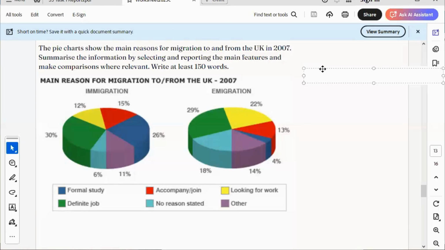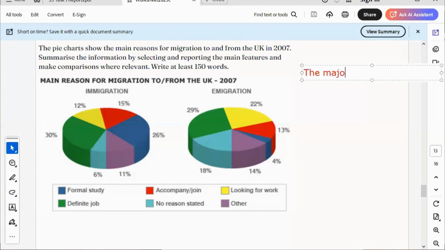So let's look at formal study now. You can see that formal study is 26% for immigration. Formal study is 4% for emigration. Okay, so you see that word. I want to use language, so let me just focus on that. Which one is the largest here? 30, that's color green, definite job.